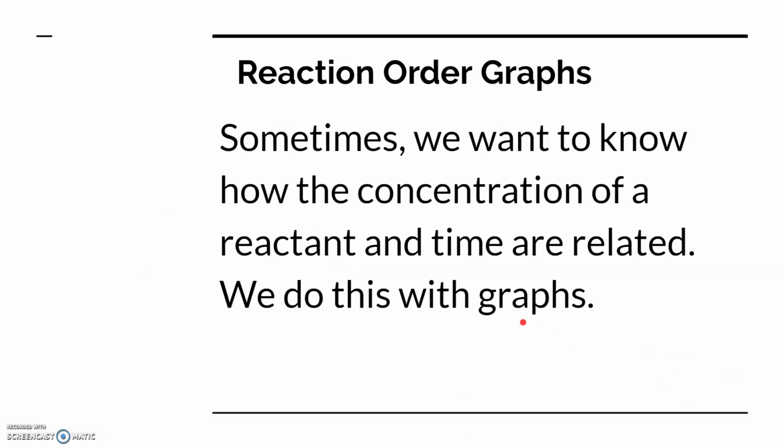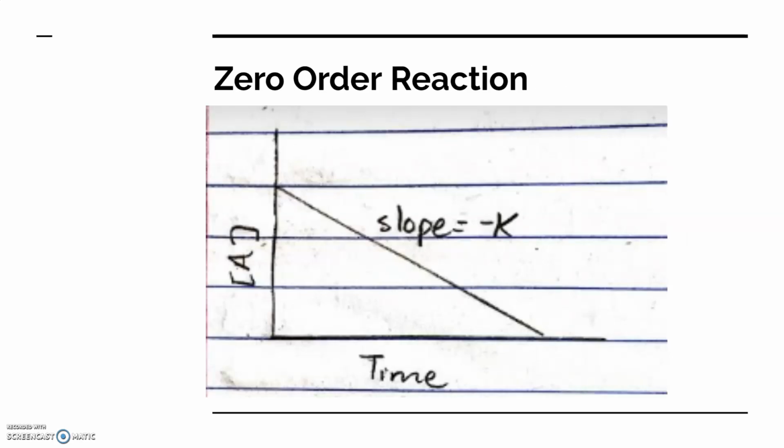Reaction order graphs. Sometimes we want to know how the concentration of a reactant and time are related. We do this with graphs. Here are some examples on the following slide. Make sure you notice how the absolute value of the slope is equal to the rate constant k.